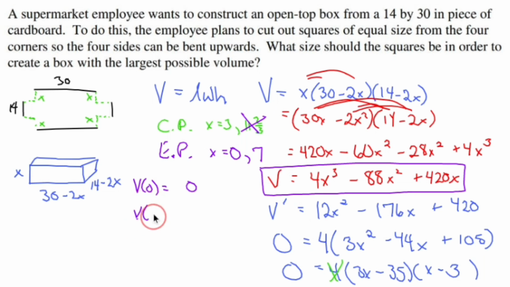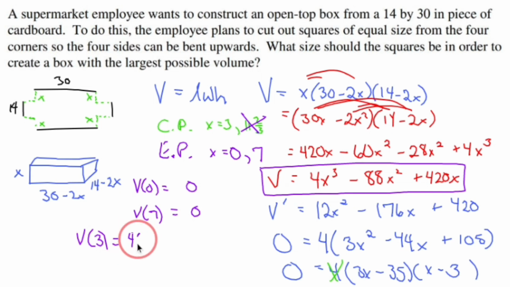Now let's try 7. If I plug in 7, the original volume problem gave me 14 minus 2x. So what's going to happen is this part is going to become 14 minus 14. Let's just make believe that you understand what I'm doing. If I were to plug in 7, I'm going to get 0 again. So 3's got to be my only guy. So let's plug in 3.